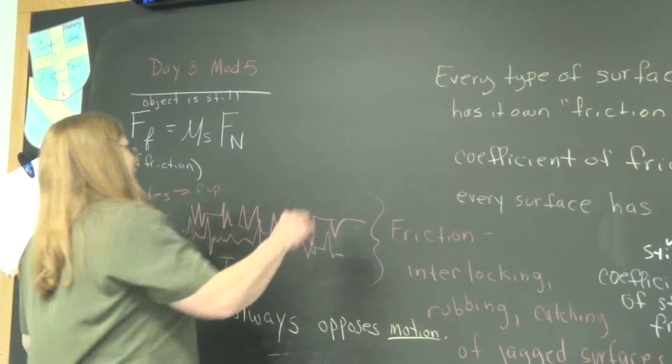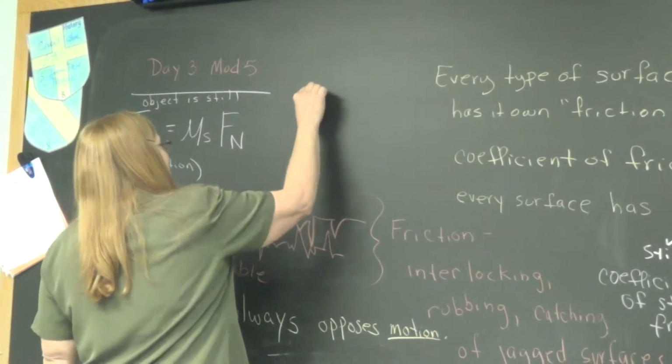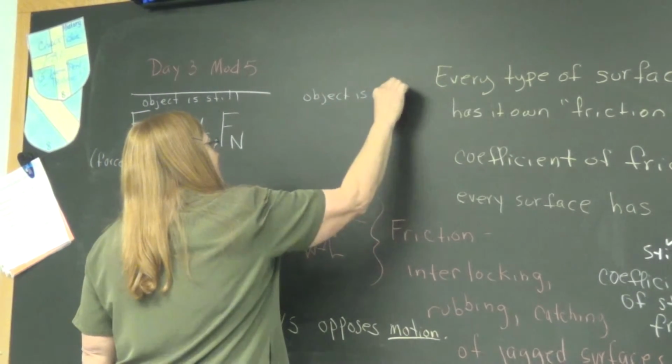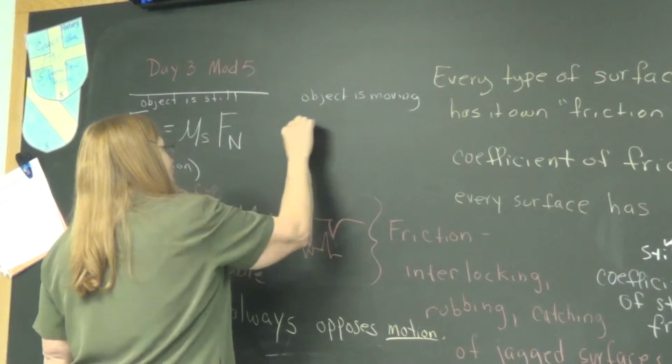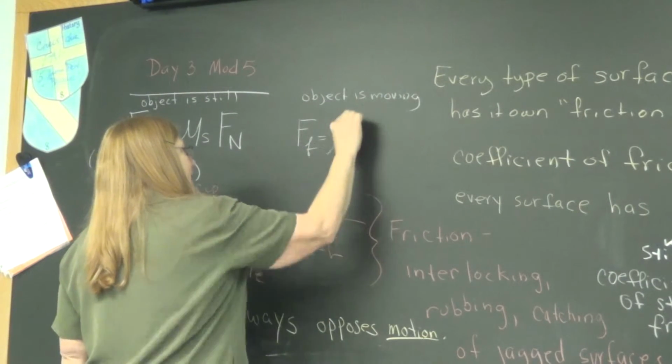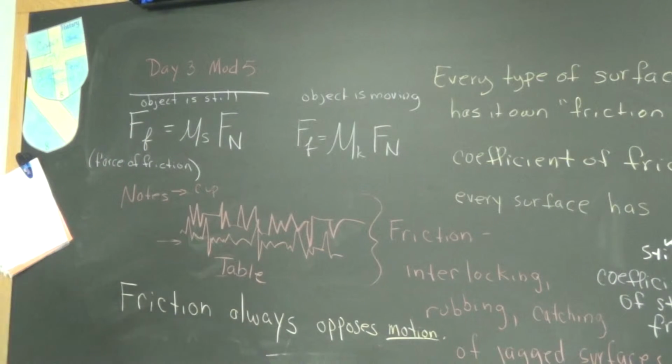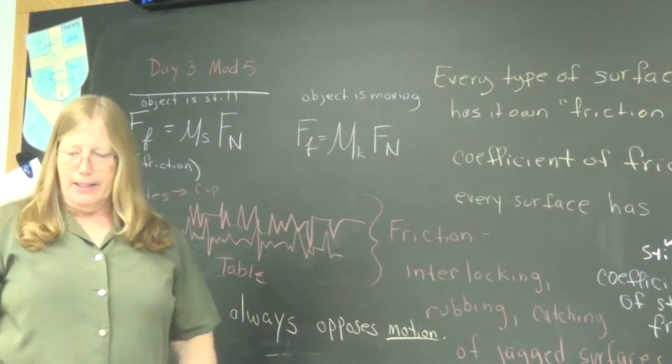All right, and then guess what the equation is when the object is moving? Force of friction equals mu sub k, force normal. So there's two equations, whether it's moving or whether it's still. So, we're all set to do a problem.